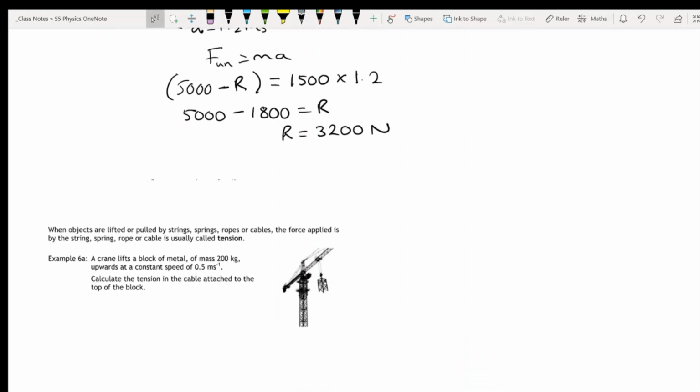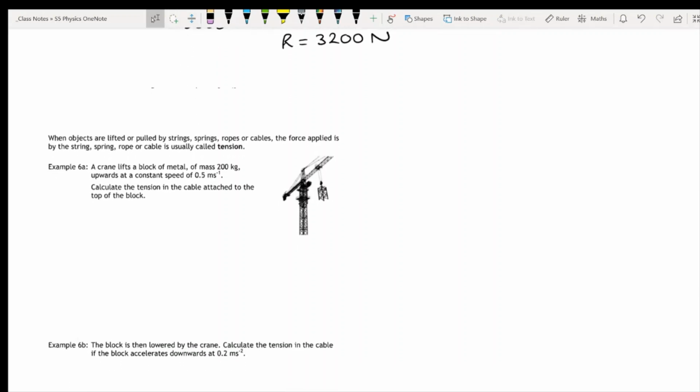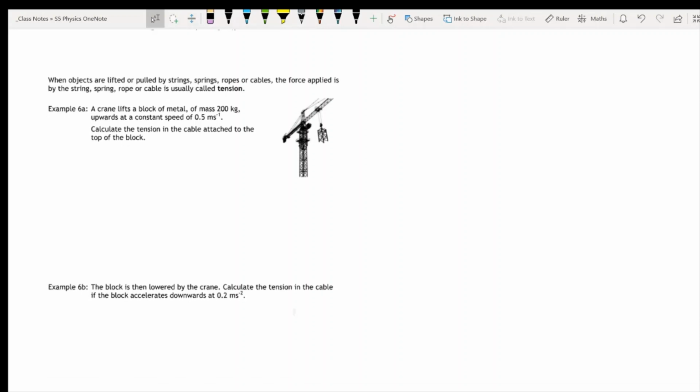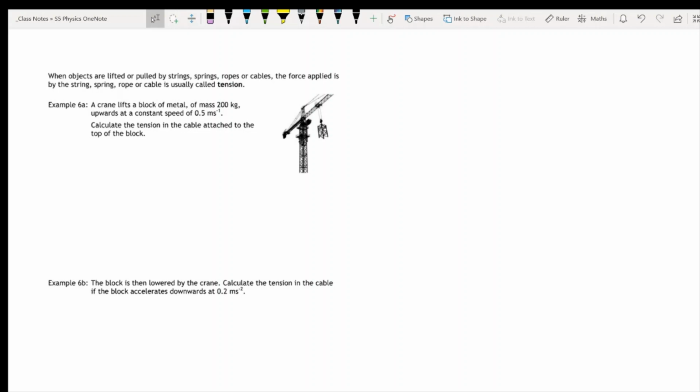So, when objects are lifted or pulled by strings, springs, ropes, or cables, or just any kind of attachment, the force applied by the string, spring, rope, or cable is called the tension. For example, a crane lifts a block of metal of mass 200 kilograms upwards at a constant speed of 0.5 meters per second.